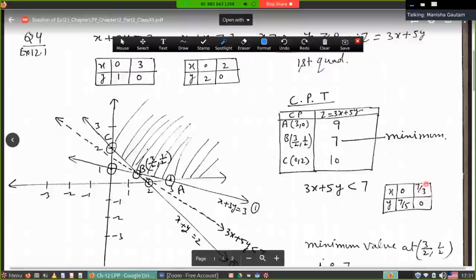Make the table for this inequality and plot that inequality. If you plot this, because it is a strict inequality, the line should be a dotted line.